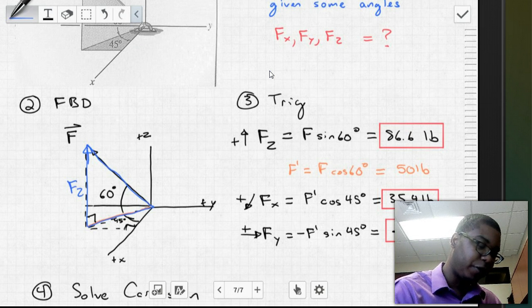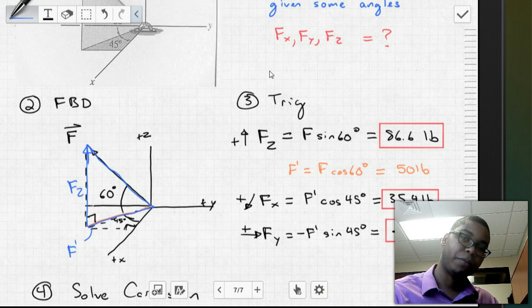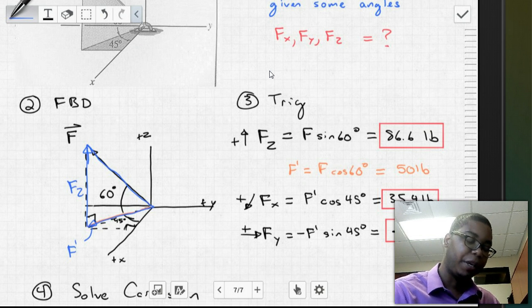Now, what's another thing we can do? The adjacent part of the triangle here, where we have that yellow line, we could call that F prime, which is a projection of the force vector in the xy plane. Now, in that case, clearly we can indicate what direction that arrow should be for F prime. We'll find that F prime is equal to the magnitude F times cosine of 60 degrees, where F prime is equal to 50 pounds.